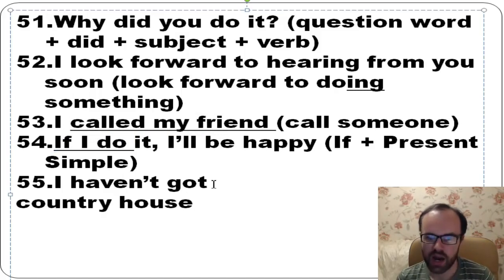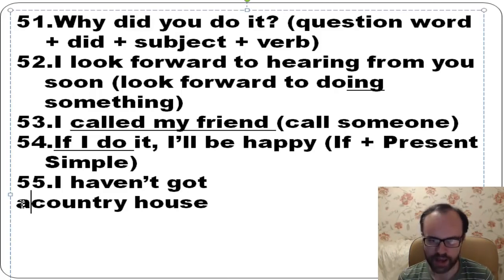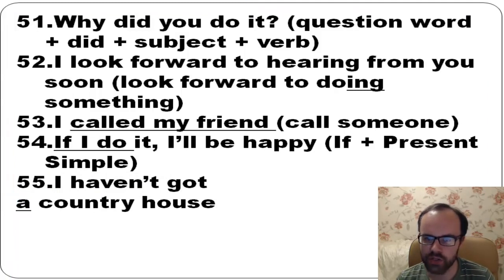Next. I haven't got country house. It's a noun, and don't forget about articles. I haven't got a country house. Okay, so why did you do it? Question word plus did plus subject plus verb.